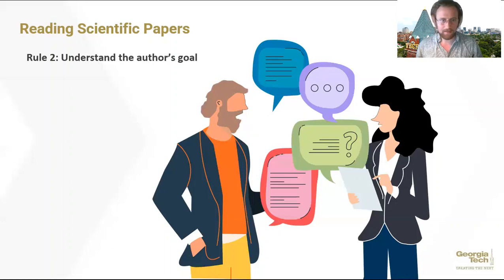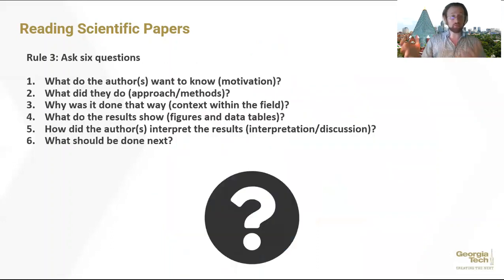Great. And so moving on to the third rule, and I think probably the more important rule for this paper, is to ask these 6 very important questions. You can read all the way through, but at every stage of reading a paper, if you can answer all 6 of these questions, you'll be able to move on and have a clear understanding.